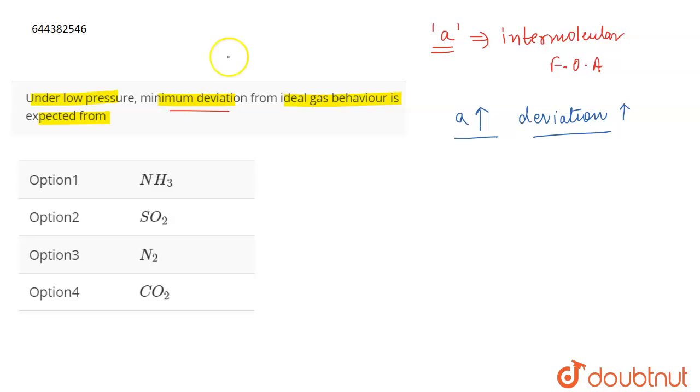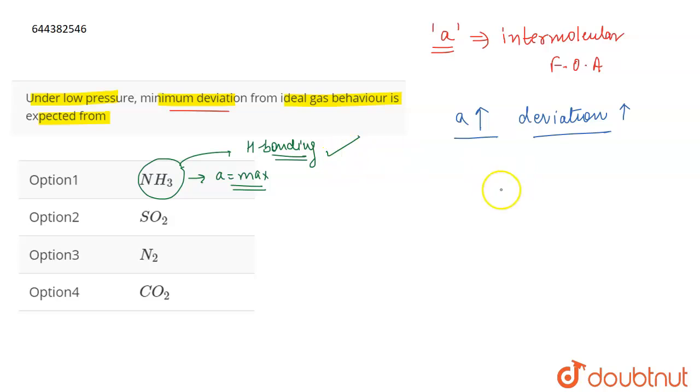So, if we talk about ammonia, now ammonia has the maximum value of A in this case because of the hydrogen bonding, right? It consists of hydrogen bonding and very strong interactive forces of attraction, and therefore it has the maximum value of A. It is going to show the maximum deviation from the ideal gas behavior, right?